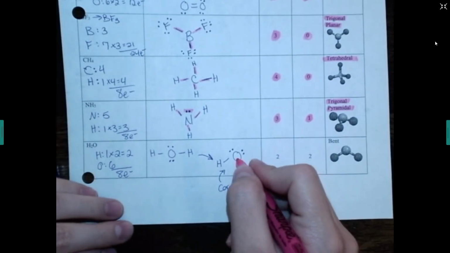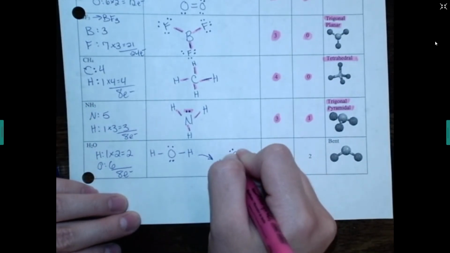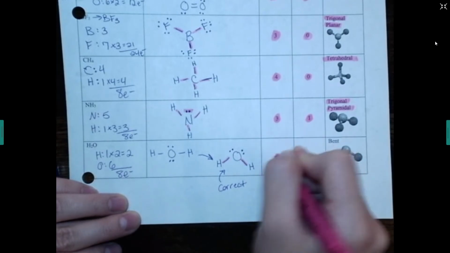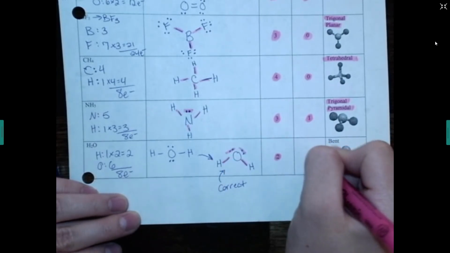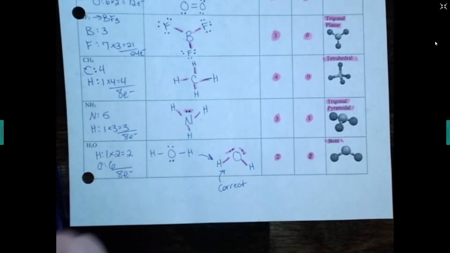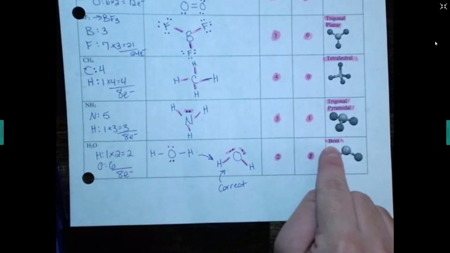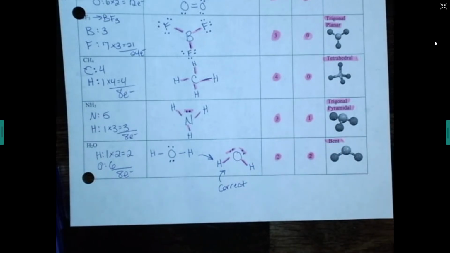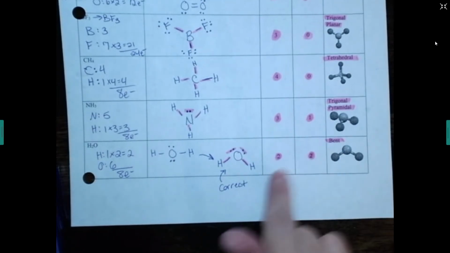So I'm looking at my central atom, which is oxygen. It has 2 bonds around it. It has 2 lone pairs around it. Whenever you have 2 bonds and 2 lone pairs, it's bent, okay? It's what we call a bent shape. Okay, cool. So that's it.